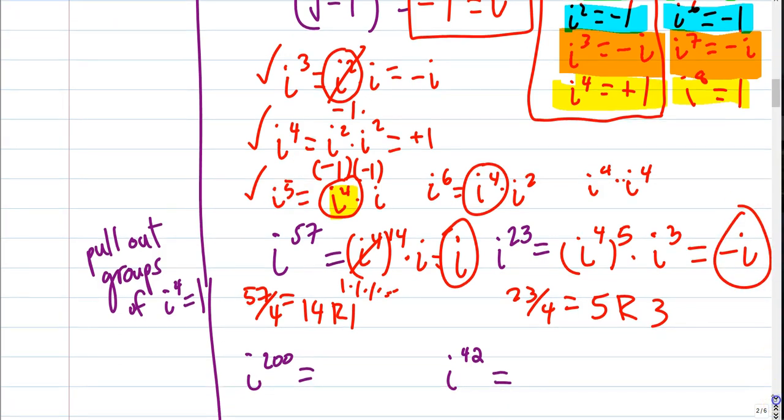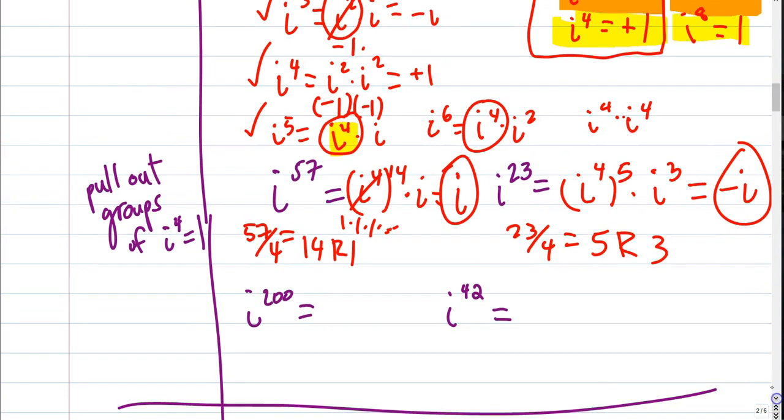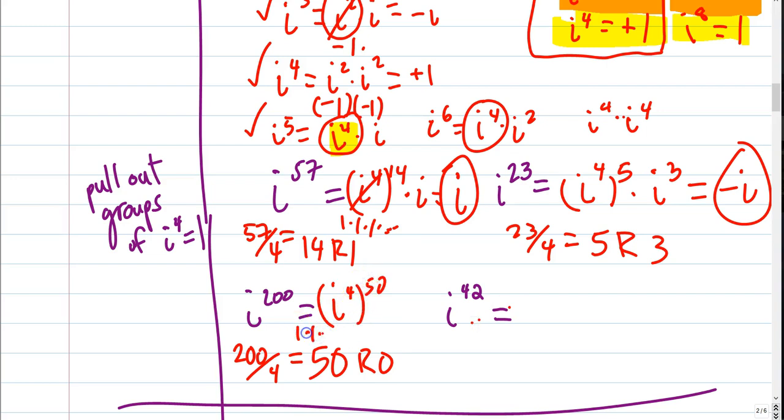What is i to the 200th? Well, pull out groups of 4. What's 200 divided by 4? Well, it's just 50, with nothing remaining. So what does that mean? It's i to the 4th 50 times. That is 50 little 1 times 1 times 1 times 1 times 1, 50 times. That's just 1.